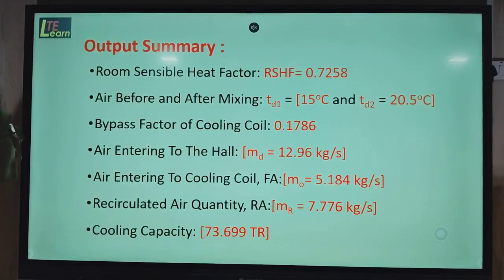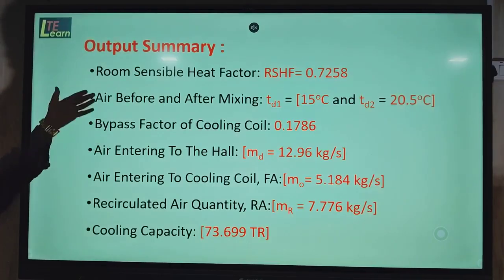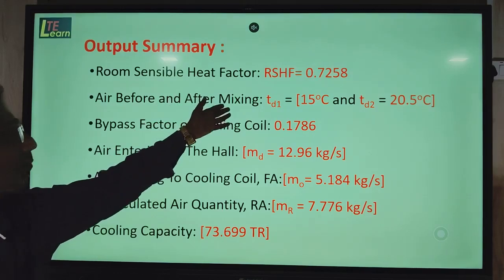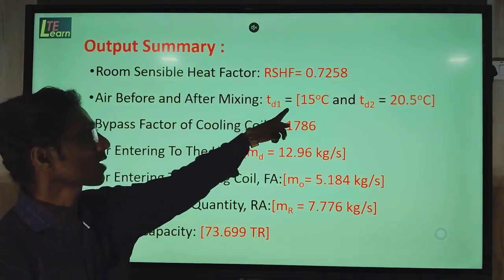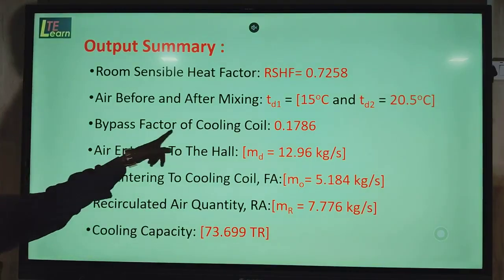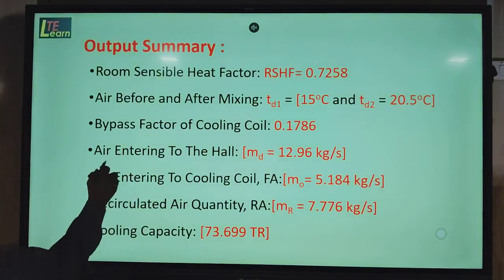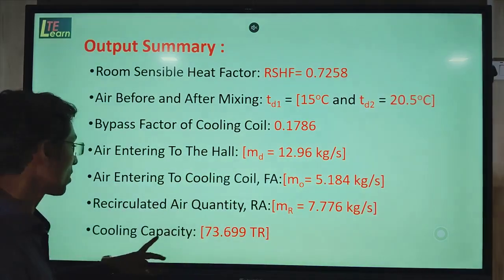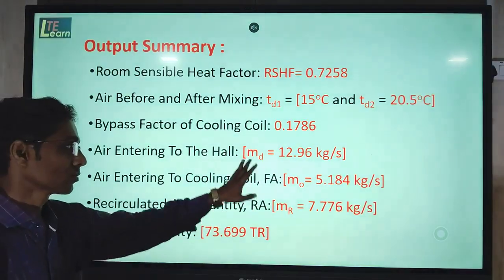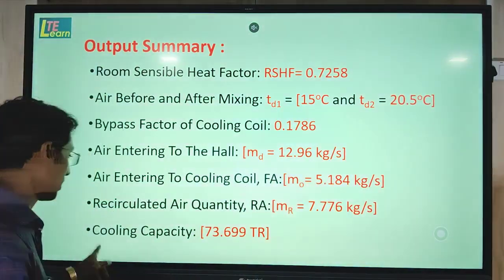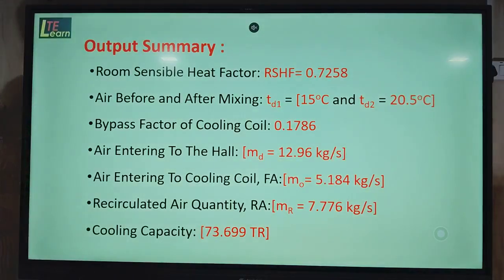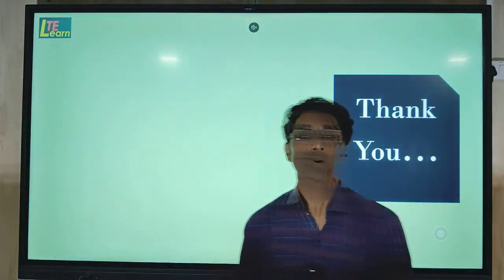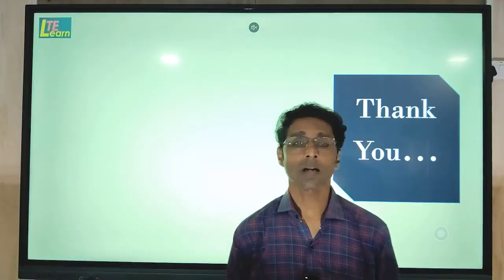So all the parameters we obtained are summarized here: room sensible heat factor, then the condition of air before and after the mixing chamber in the form of dry bulb temperature, bypass factor of the cooling coil, air entering the hall meaning dehumidified air, air entering the cooling coil meaning fresh air, and recirculated air. These three quantities we have obtained, and finally we obtain the cooling capacity in TR. So this was the procedure to solve the numerical on mixing of the air after the cooling coil.